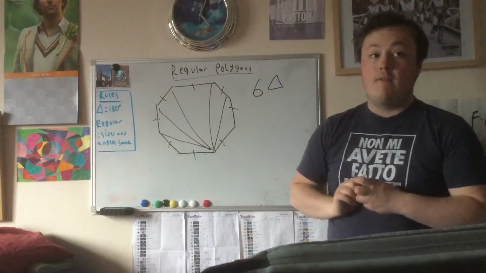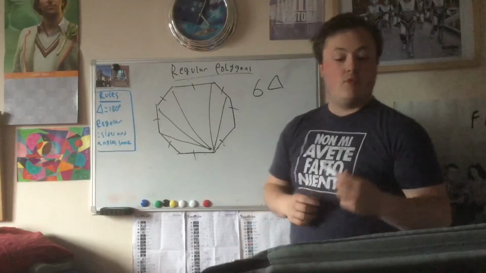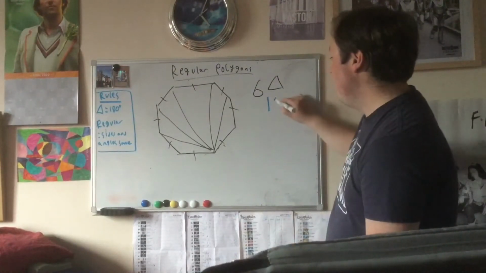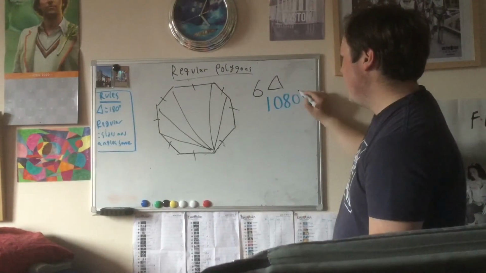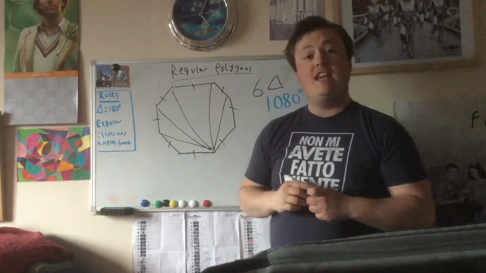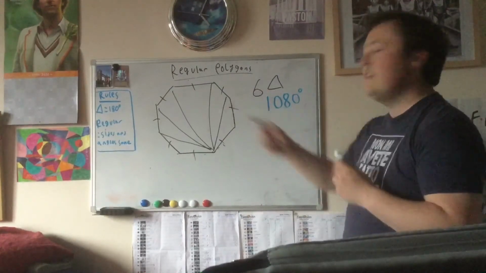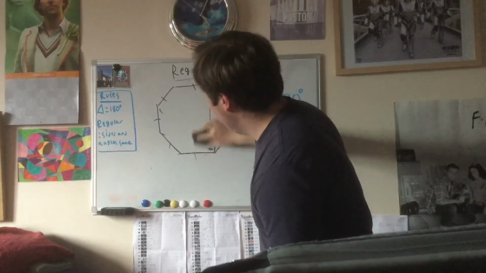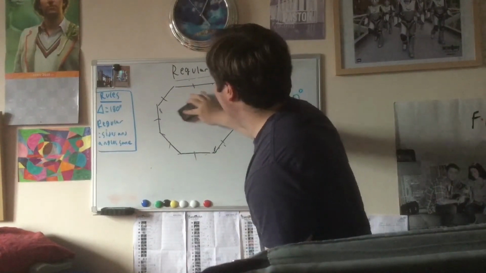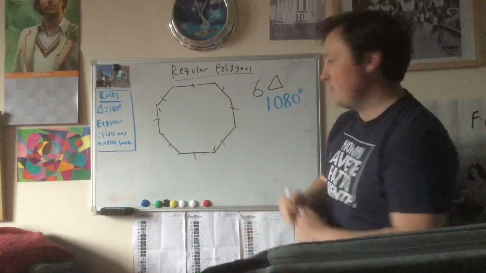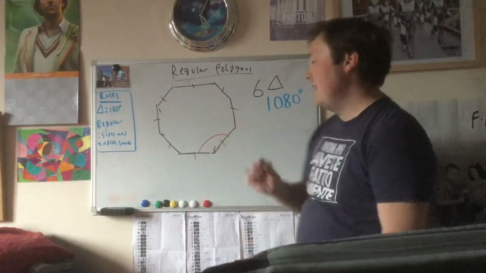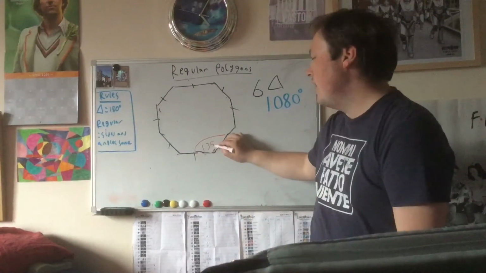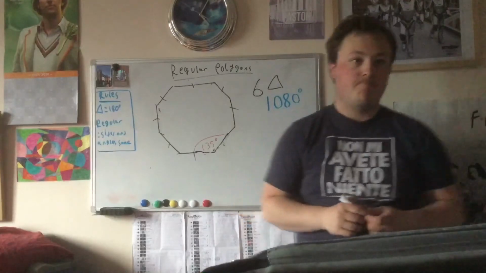Now, each triangle is worth 180 degrees, so we have to times the number of triangles by 6. So 6 times 180 becomes 1,080 degrees. That's the sum of the interior angles in this octagon. So, if we know that the sum is 1,080, how much will just one of these angles be? We divide 1,080 by 8, and that will get us 135 degrees. So that's the interior.